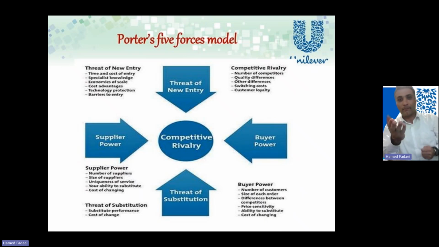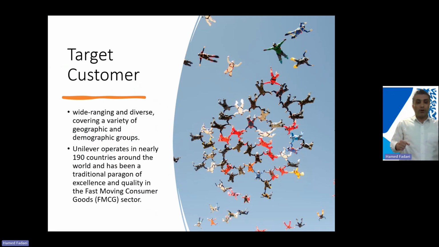You will see the threat of new entries is divided into the number of competitors, quality difference, other differences, switching cost, and customer loyalty. And we are going today to talk about the target customer. You know that it is a wide range of diverse customers covering a variety of geographic and demographic groups. And Unilever operates in nearly 190 countries. Just unbelievable. They have factories in 190 countries around the world.